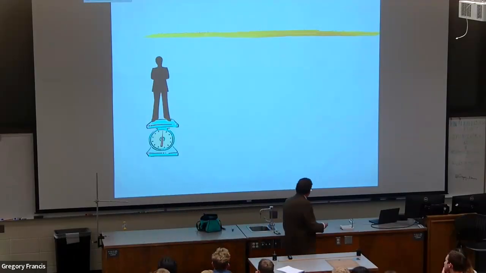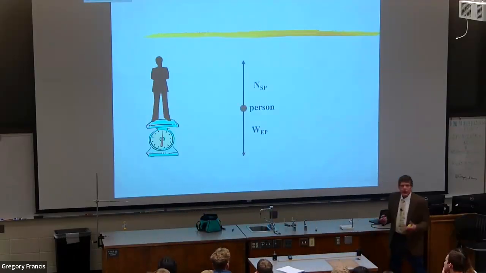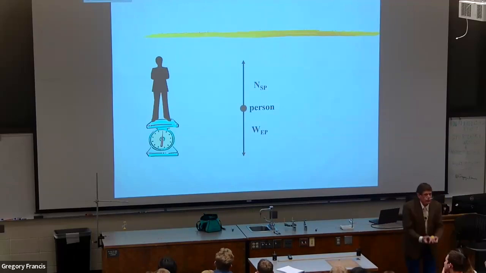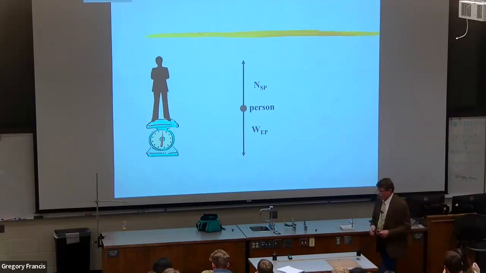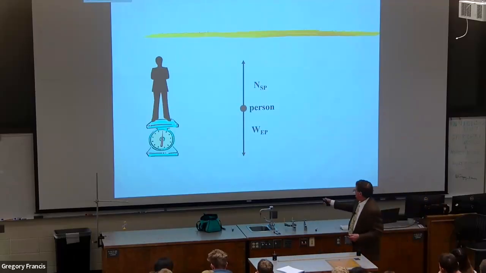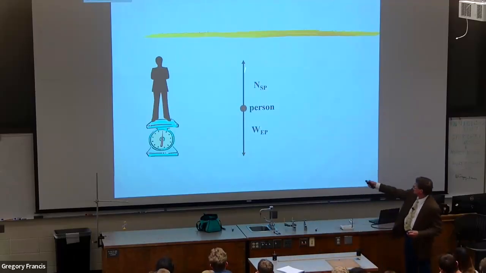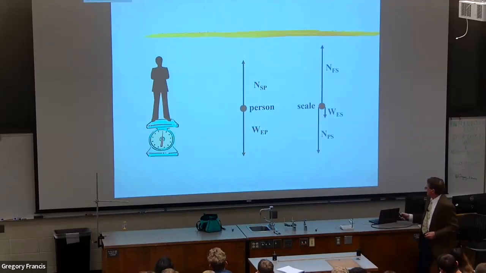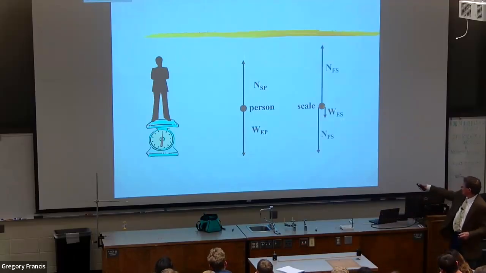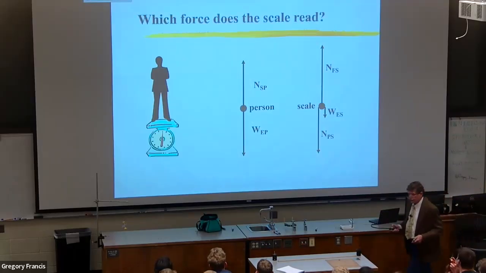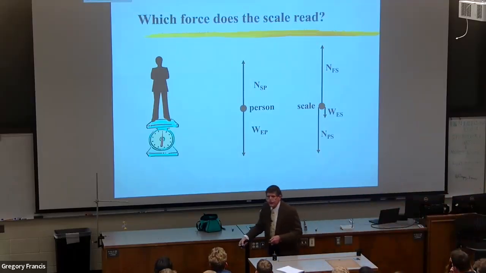If I draw a free body diagram for me, I've got my true weight, the gravitational force, can't change it except through diet and exercise. And I also have the scale. This is the true weight. This is the scale pushing up on me. If I look at the scale, it has a small weight force, gravitational force. If the scale's pushing up on me, I'm pushing down on the scale, and the floor is pushing up on the scale. Which of those 5 forces does this thing actually measure?